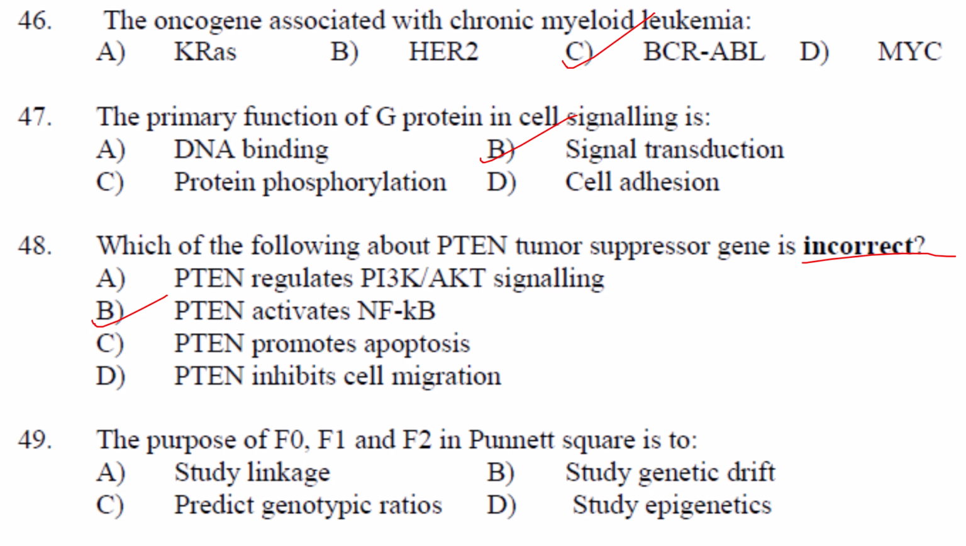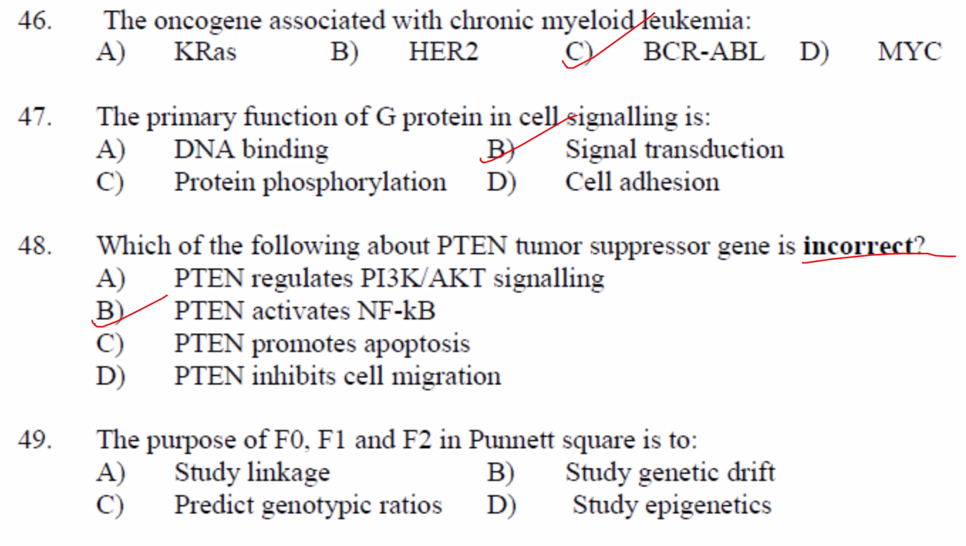Then PTEN promotes apoptosis, yes, and it is a tumor suppressor. So it will help in preventing the tumor growth, so it can promote apoptosis, so that's correct. PTEN role in inhibiting cell migration, yes, because cancer cells have a tendency to migrate or spread. So PTEN again a tumor suppressor, so it inhibits cell migration, that is also correct.